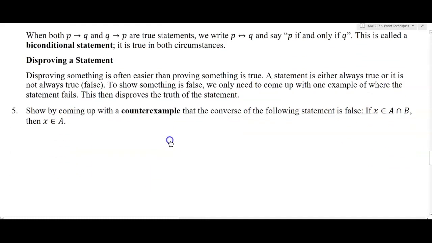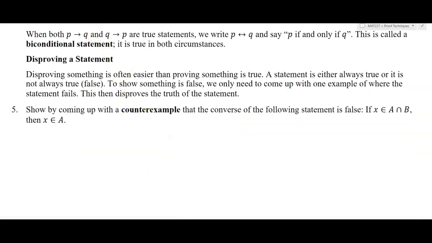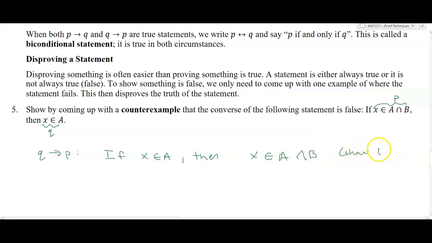But to prove the converse of this, well, let's think about what the converse would be. Here I have the statement, if P, then Q. So if I want to write the statement Q, then P, that would be if x is an element of A, then x is an element of A and B. And we want to show this is false.